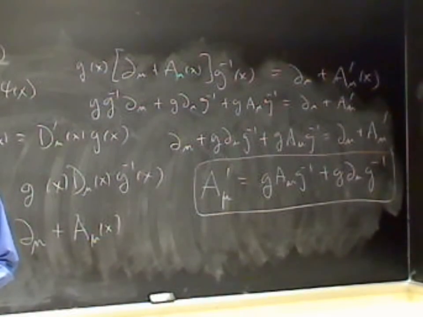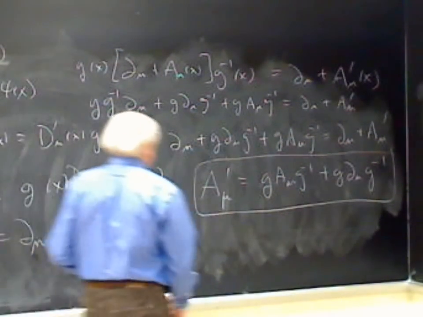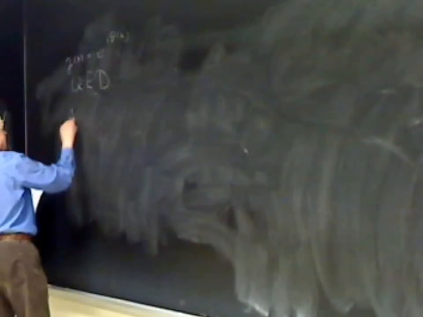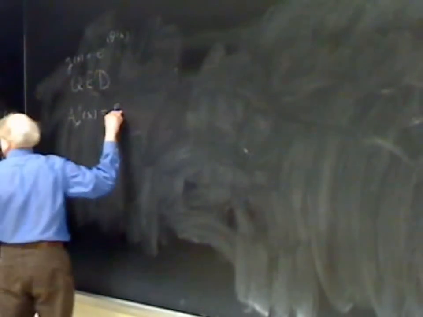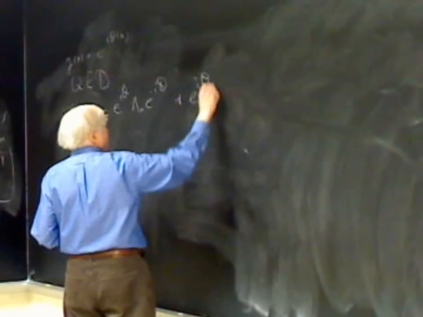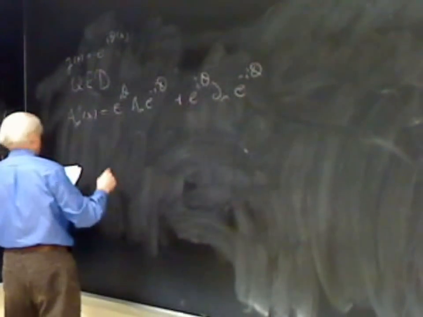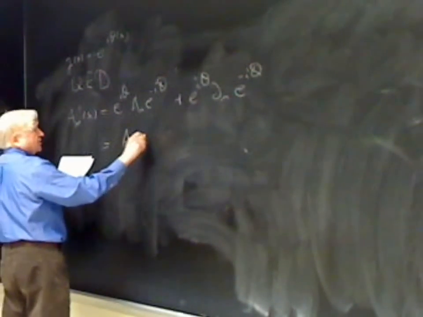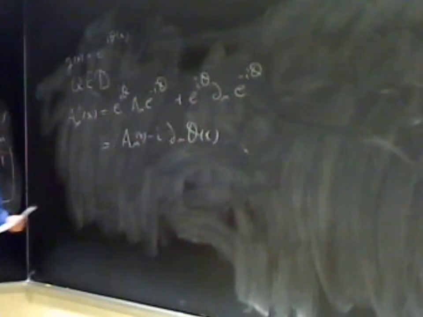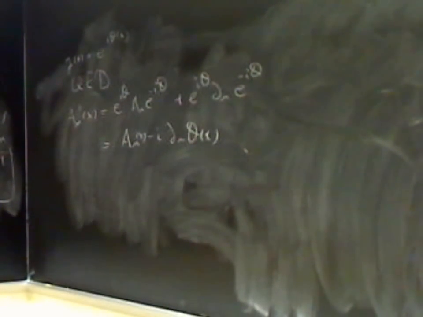so let's see. So this is the general structure of a non-abelian gauge theory. For an abelian gauge theory, the simplest example is e to the i theta of x, and this is how quantum electrodynamics or ordinary electrodynamics works. Then A mu prime of x is just e to the i theta A mu e to the minus i theta plus e to the i theta D mu e to the minus i theta, and so altogether these phase factors just cancel and you get A mu of x minus i D mu of theta of x. So this is how the gauge field, the electromagnetic field, transforms, and that's just classic electrodynamics.